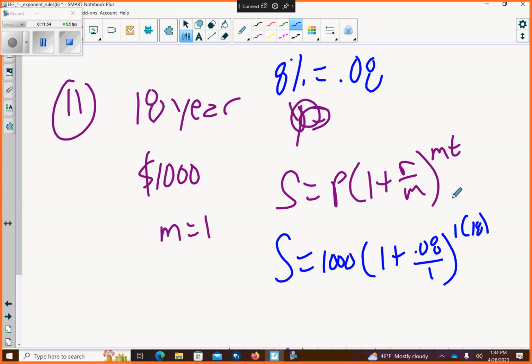If you did that on the calculator, just go 1,000. Why would you divide by 1, not 18? Wouldn't you do it by the same number of years? No, M is how it's compounded yearly. Oh, so technically you don't even have to have 0.08 over 1. You can just have 0.08. So 1.08 raised to the 18th power. So this kid now has $3,996.02, rounded to the nearest penny.